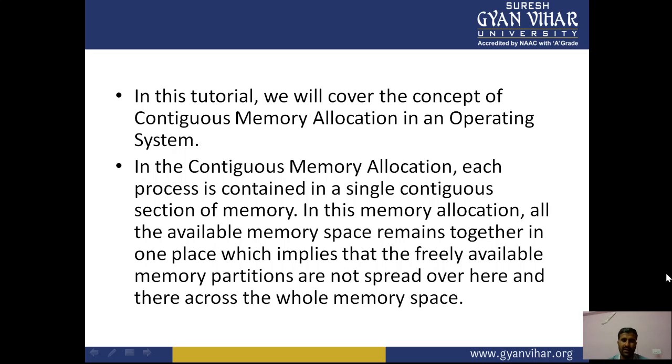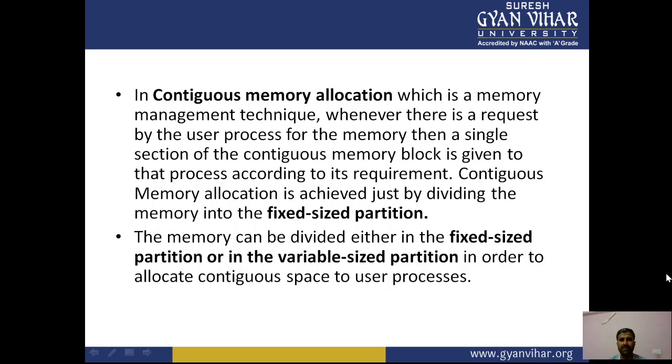Now we can discuss contiguous memory allocation. Each process is contained in a single contiguous section of memory. In this memory allocation, all the available memory space remains together in one place, which implies that the freely available memory partitions are not spread here and there across the whole memory space. In contiguous memory allocation, whenever there is a request by the user process for memory, a single section is allocated.